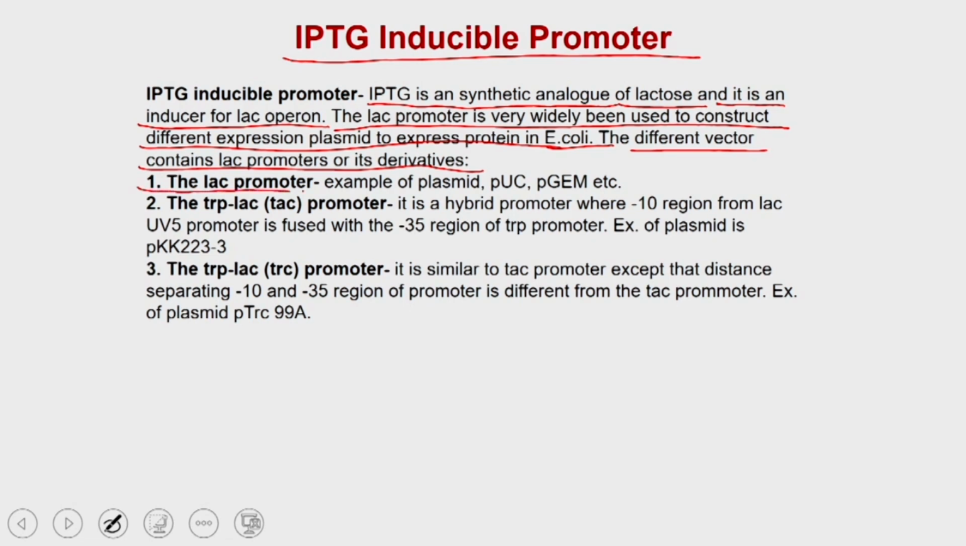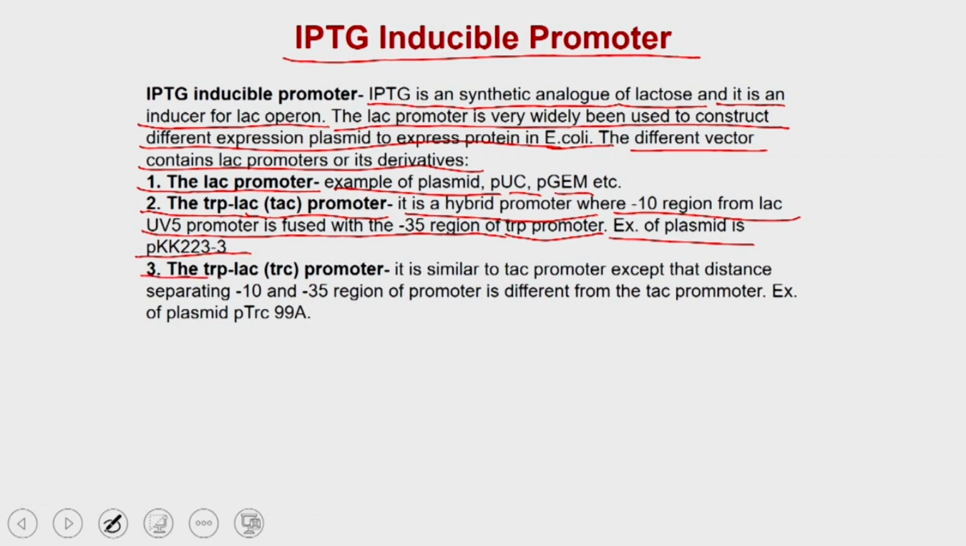One example is the lac promoter, with plasmids like pUC, pGM, etc. Then you have the tac promoter, which is called the trp-lac promoter. It is a hybrid promoter where the -10 region from the lac UV5 promoter is fused with the -35 region of the tryptophan promoter. An example in this case is pKK223-3, which means you are taking the -10 region from the lac promoter and the -35 region from the tryptophan promoter.